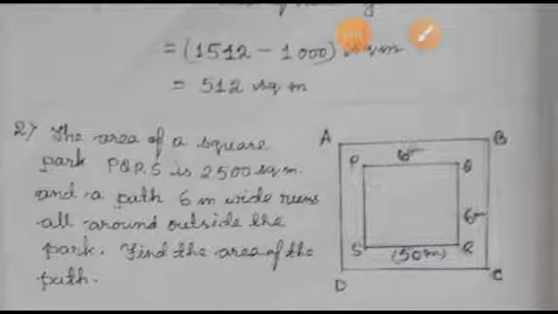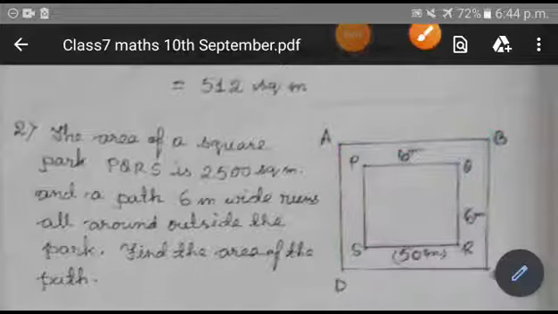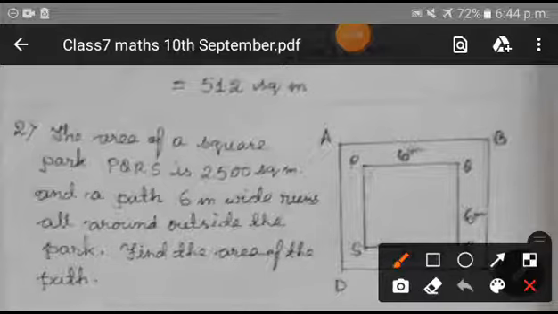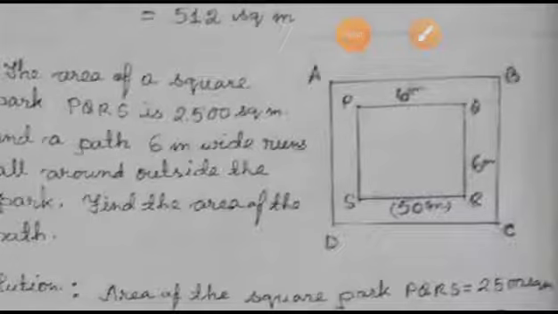So here this is a square park and a path is running all around the outside of the park. Now there is a difference in this question from the previous question. What is the difference, children? Here we are talking about a square, but in the previous question both were rectangles. And also there is another difference. Here the path is running all around the 4 sides. Just have a look at the diagram. In the previous question it was running only along the 3 sides, not along the 4 sides, but in this case it is running all along the 4 sides.